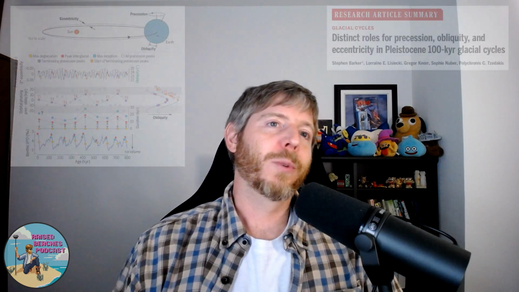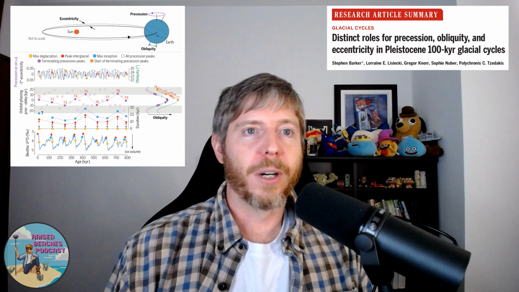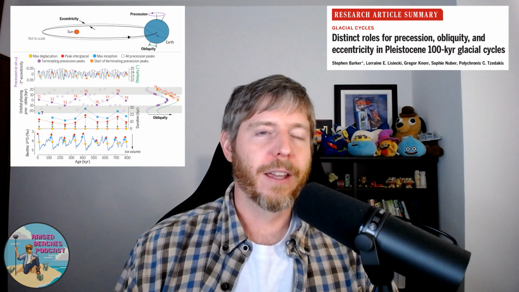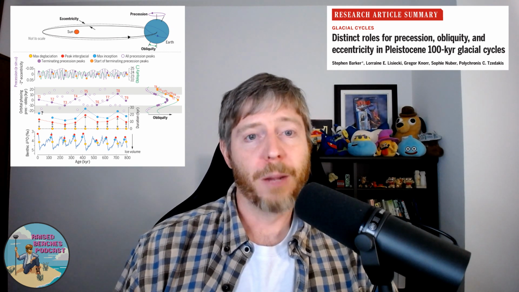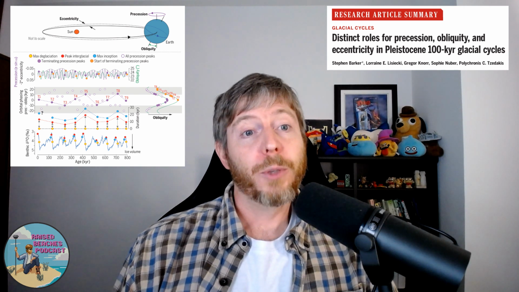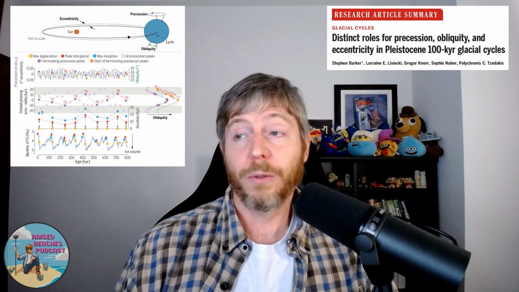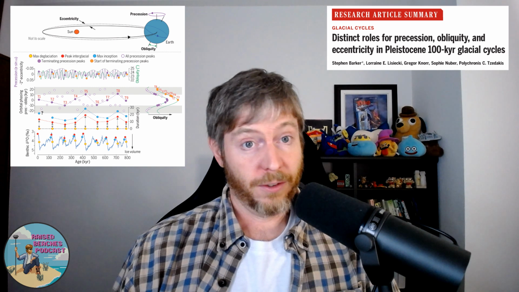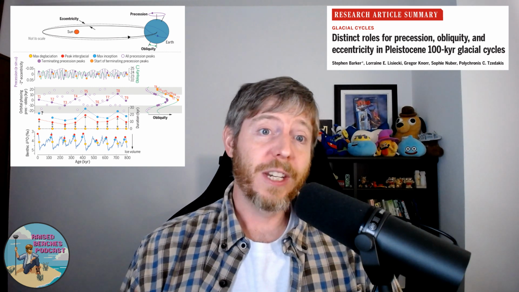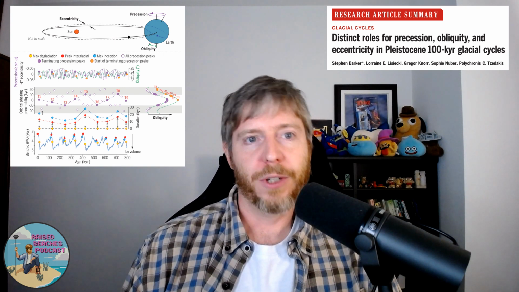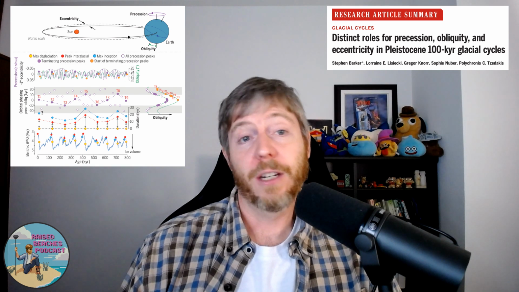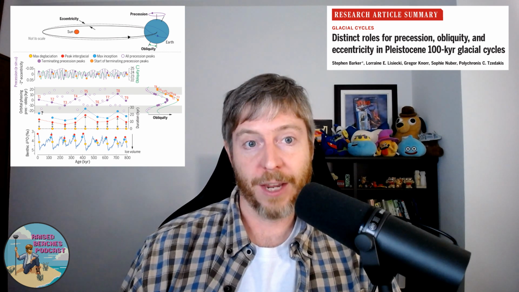Yeah, there's been so many great papers in the past 2 months, and I'm going to highlight a few of them just very briefly. So the first one I'm going to highlight is by Barker et al., and this paper was published in the February 28th issue of Science, and the title is Distinct Rules for Precession, Obliquity, and Eccentricity in Pleistocene 100,000-year cycles.